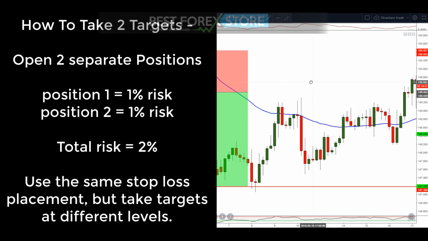The reason I want to explain this is because I get questions very often asking how to take multiple targets, and that's the only way I've found to do so, is to open up 2 completely separate positions with a certain percentage of your account value.